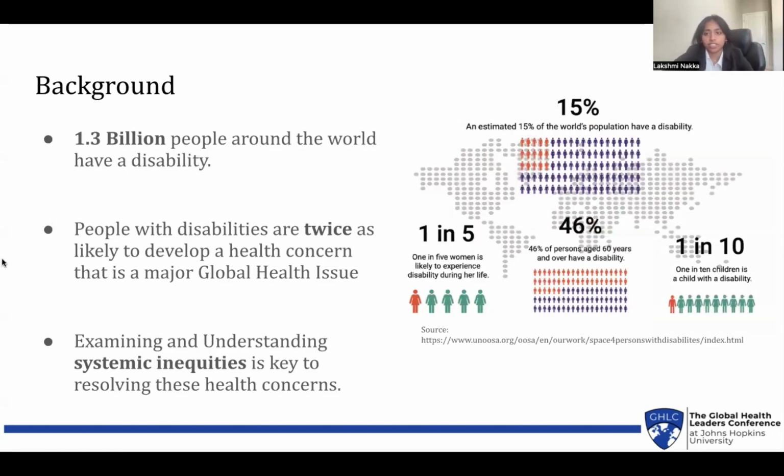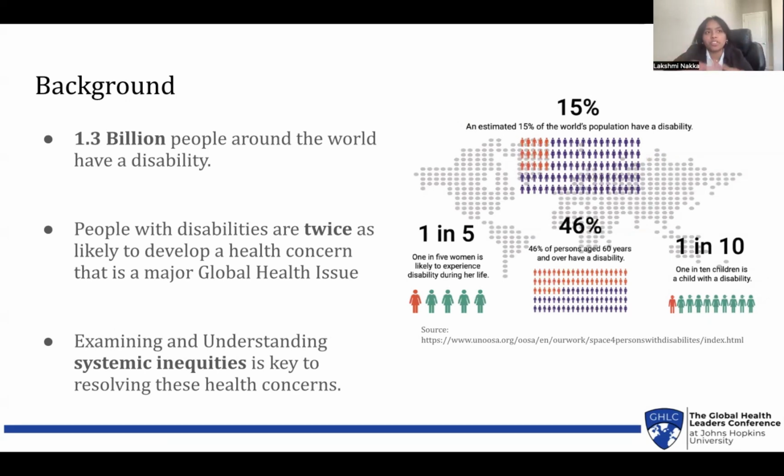So here's just a little bit of background on today's topics. We are going to be talking about disabilities, and a disability is basically a long-term sensory, visual, auditory, mental, or physical impairment that impacts someone's daily life. Disabilities can change how someone performs a daily task and communicates, and around the world, there are more than 1.3 billion people with a disability.